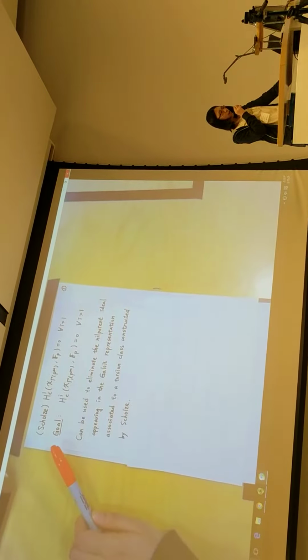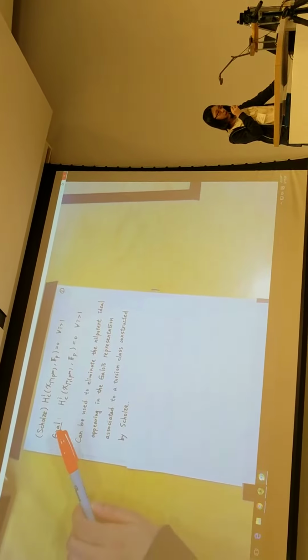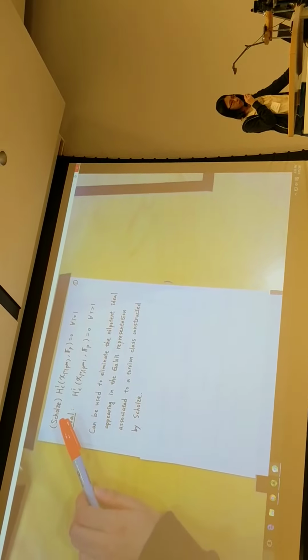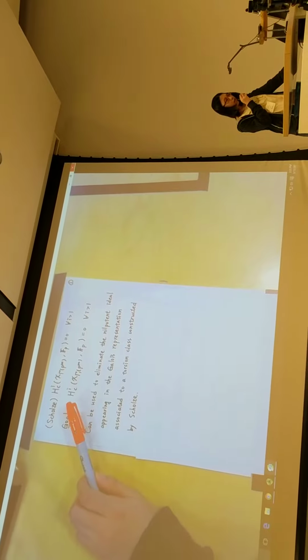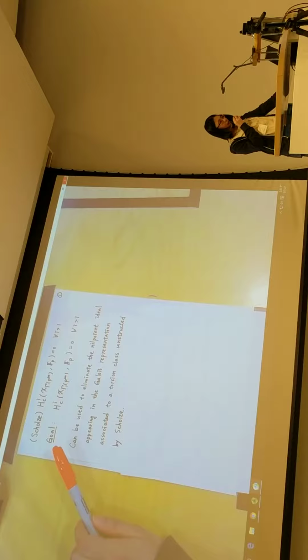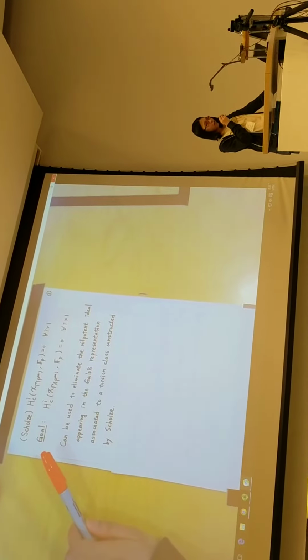So the goal of what we have done for our project is that we prove another version of this cohomology vanishing result, namely replacing the gamma level by the gamma 1 level. Okay, so why do we care about this?